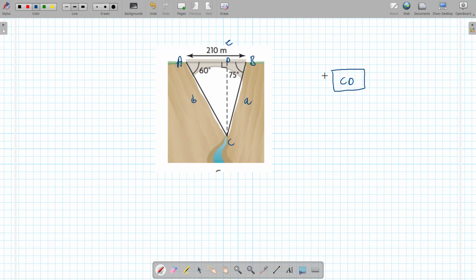I'll give you a hint. You either got to find A, side length A, or side length B. You can do either one. You either find A or you find B using the sine law, step 1. Step 2, you're just going to use SOHCAHTOA from there. Let's see if we can find side length A. We need a set. Do we have a set in this diagram?